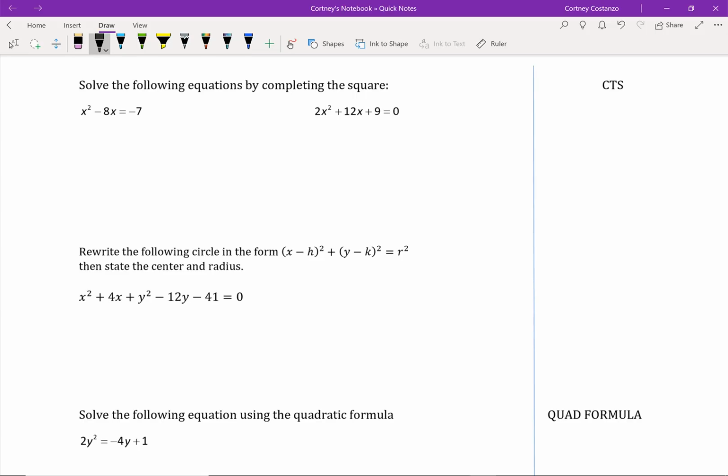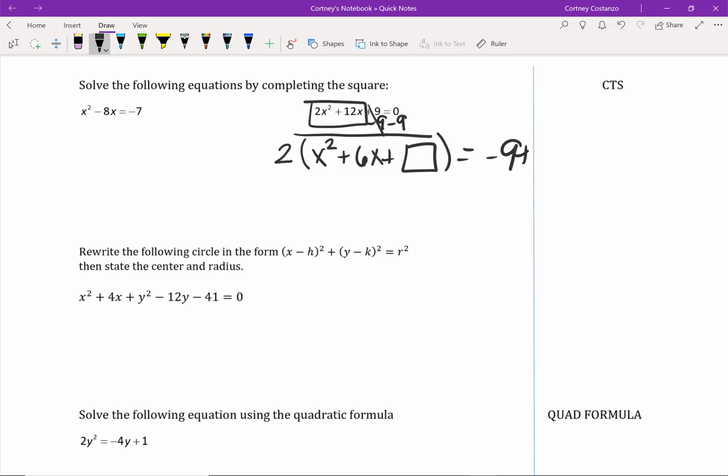The reason why I consider this a more complicated example is the fact that it has a coefficient in front of the x squared. So my first step is going to be to move the 9 to the other side. And when I do that, from the 2x squared and the 12x, I'm going to take out a numerical GCF, so just the 2. So that I'm left with an x squared plus 6x plus something is equal to negative 9 plus something.